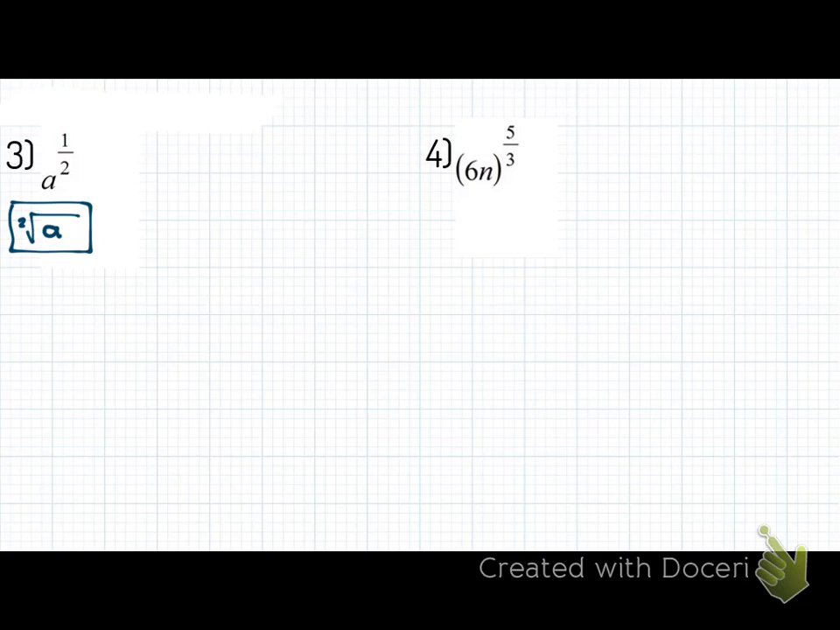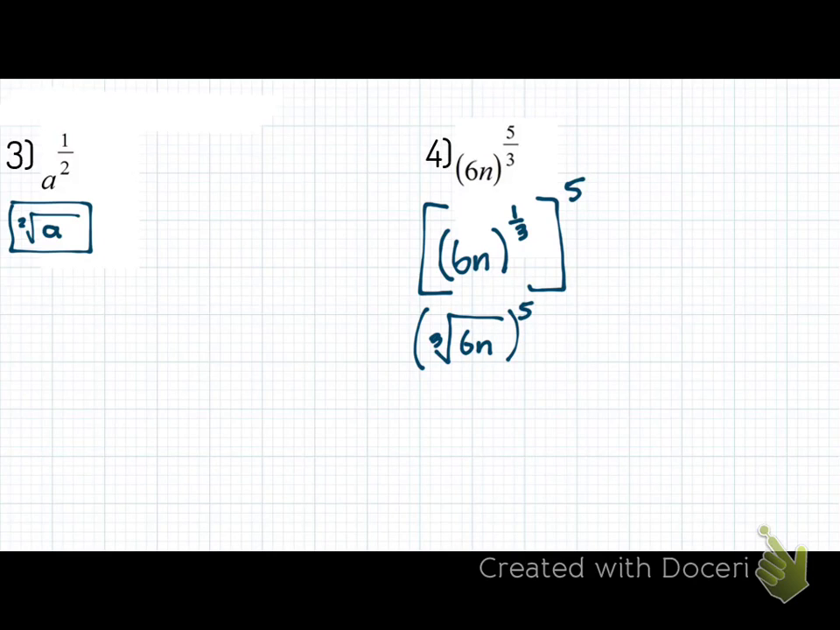Number 4. So in number 4, this is the same thing as saying conceptually 6n to the 1/3 power raised to the 5th. And then anything to the 1/3 is like saying the cube root of it. And then all this, so here's your final answer. If you got it right, show your neighbors. If you got it wrong, figure out where you got it wrong. Talk to each other.